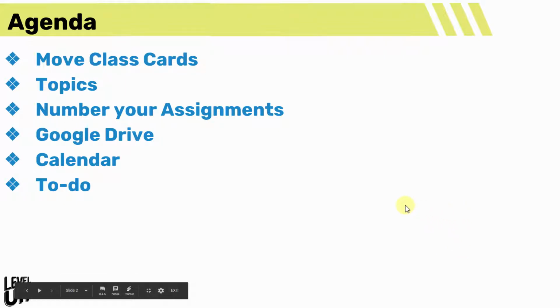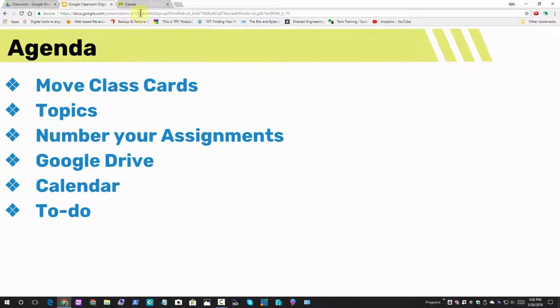So our agenda, as far as the features that we're going to look at and how to use them in Google Classroom: we're going to take a look at being able to move the class cards. We're going to see the topics. We're going to talk about numbering your assignments. We're going to look at how it's organized in Google Drive. We're going to look at how you can see things on the calendar and also the to-do section. So let's jump over to Google Classroom and take a look here.